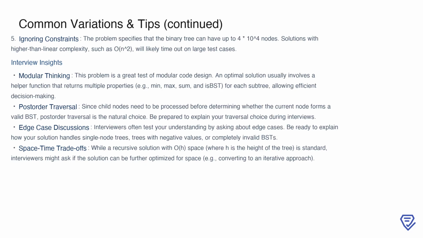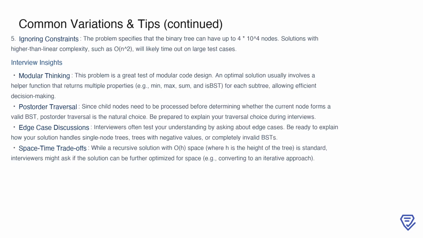From an interview perspective, this problem is an excellent opportunity to demonstrate modular thinking. An optimal solution typically involves creating a helper function that returns multiple properties for each subtree, such as its minimum value, maximum value, sum, and whether it is a valid BST. This modular design enables efficient decision-making at each node. Post-order traversal is the natural choice for this problem because you need to process child nodes before determining whether the current node forms a valid BST. Be ready to explain this traversal choice if asked during an interview.